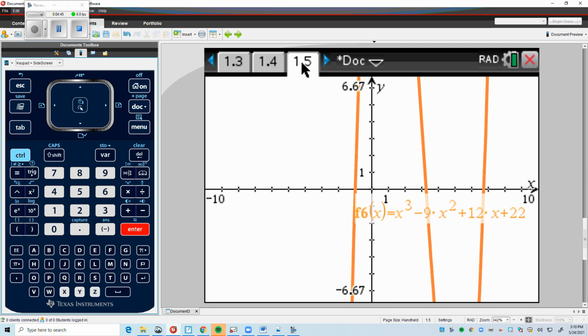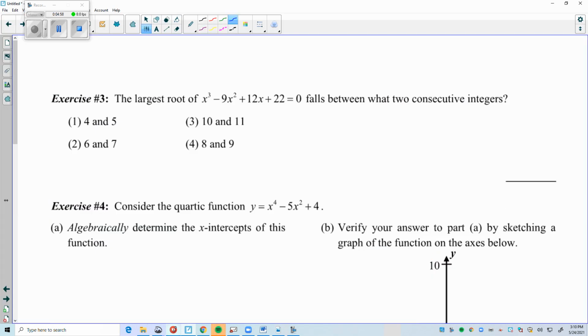So I can see here's 1, 2, 3, 4. Between 3 and 4, there's a 0. 5, 6, 7. Between 6 and 7, it looks like there's another 0. So for my largest one, I would have to tell you it's going to fall in between 6 and 7.